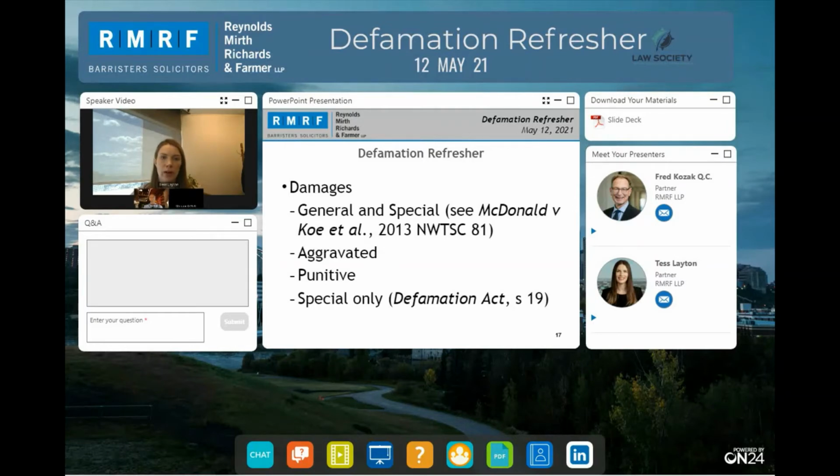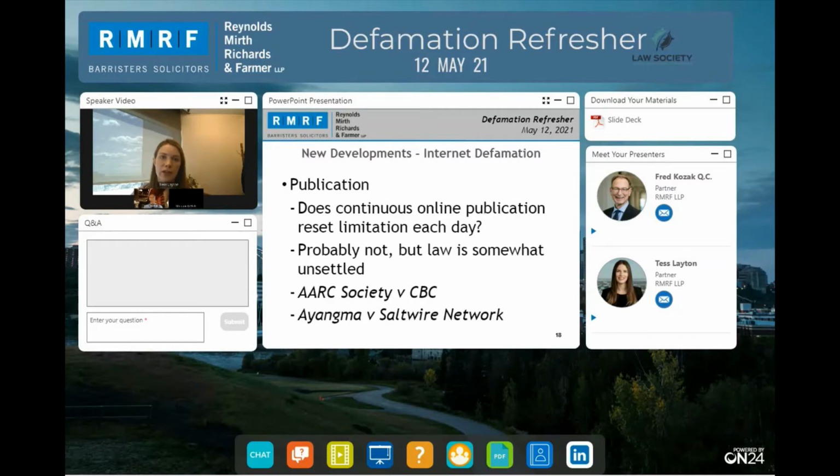So Fred mentioned as well that new developments in internet defamation have really created a wrinkle in what publication means, and not just what publication means. We'll talk about jurisdiction, but the internet, despite the fact that it's been around for 30 years, has really turned the tort of defamation on its head. It used to be really easy to determine when something was published in a newspaper or sent to somebody in hard copy. But when we talk about the internet and the fact that things sort of exist in perpetuity online, we don't have an easy answer.